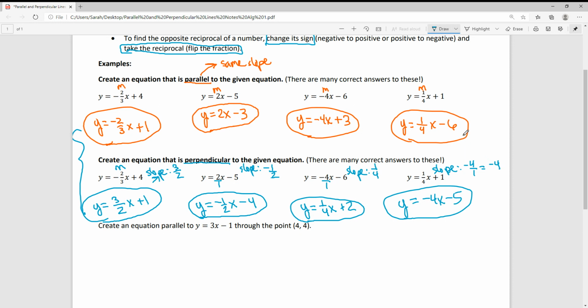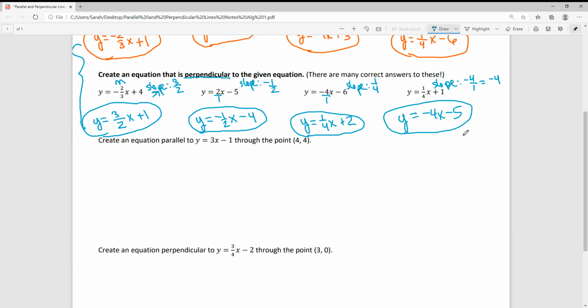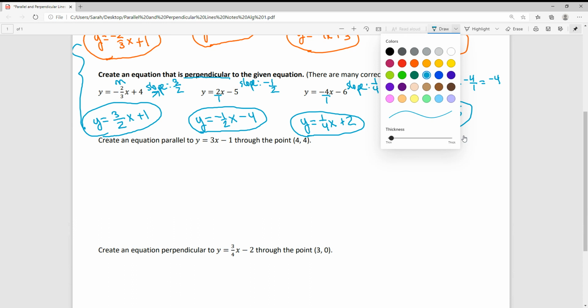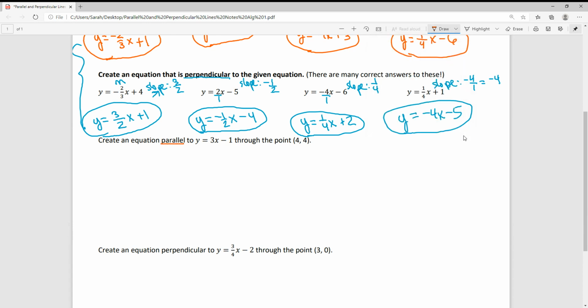The last couple problems we're going to look at are a little more involved. They still want us to think about parallel and perpendicular lines. So this problem says create an equation that is parallel to y equals 3x minus 1 through the point 4, 4. Parallel means we need to have the same slope. So the slope here is 3. My m is going to be 3.